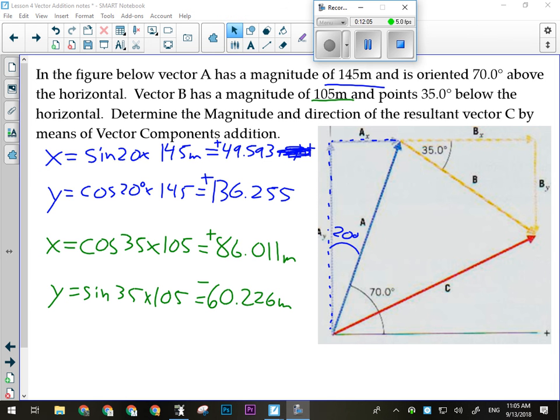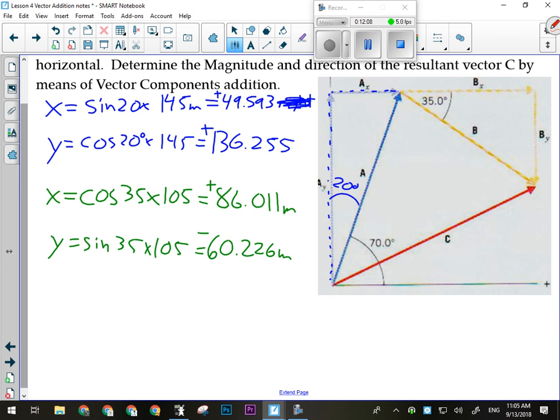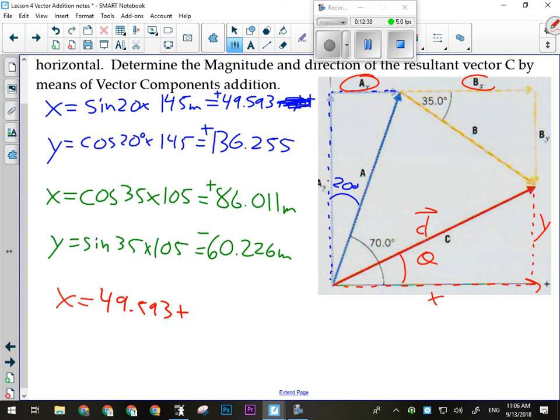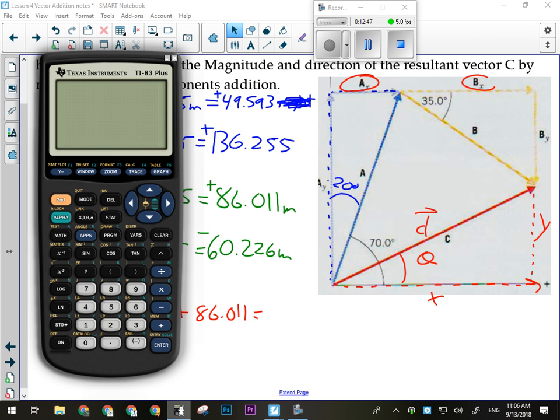Okay, so our next step here is that we need to put in the x and y components for C, because they're not on here. And then we need that angle, and C is going to represent displacement on this particular question. So to get red x, I've got to take the two x's, ax here and bx here. They both point to the right, they're both positive, so I just need to add them together. So I'm going to take my 49.593, and I'm going to add that to my 86.011. But obviously with all the decimal places, I just haven't written them all. All of those will end up in there.